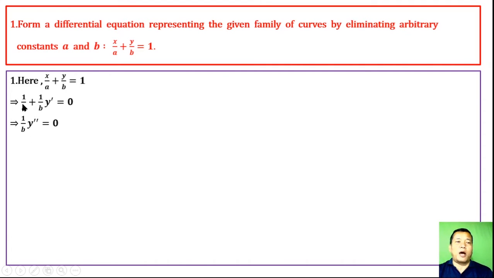Differentiating again with respect to x, 1 by a is a constant whose derivative is 0, plus 1 by b constant times the derivative of y dash, which is y double dash, equal to 0. Multiplying both sides by b, we get y double dash equal to 0, which does not contain a and b and also contains the derivatives, is the required differential equation.